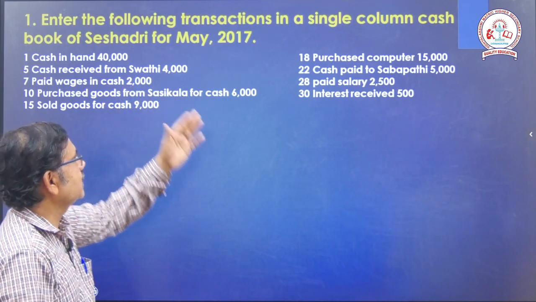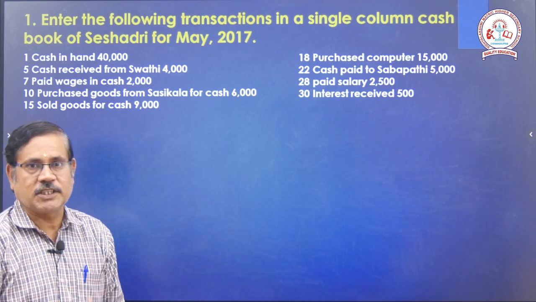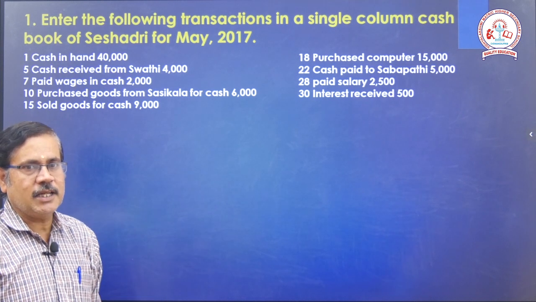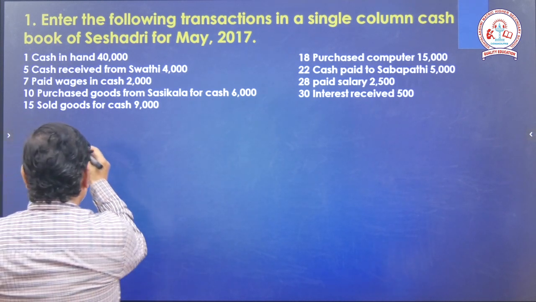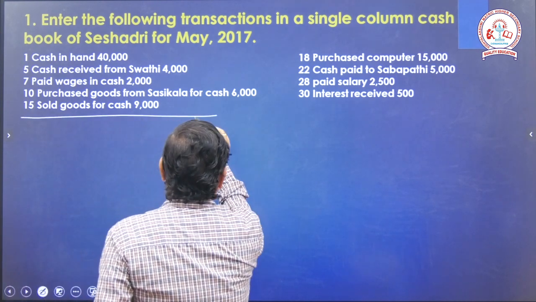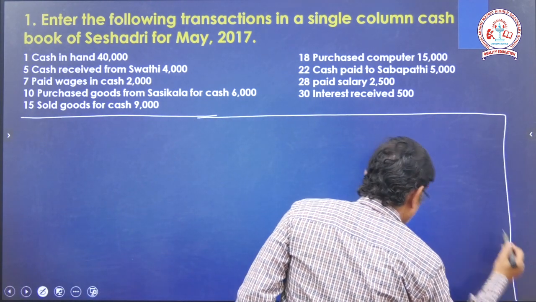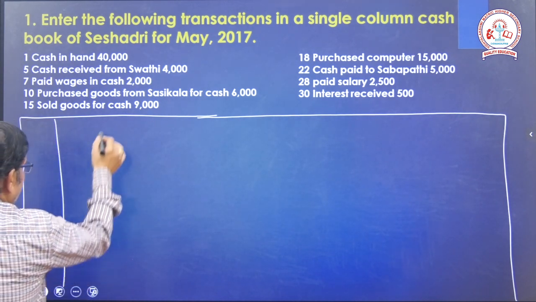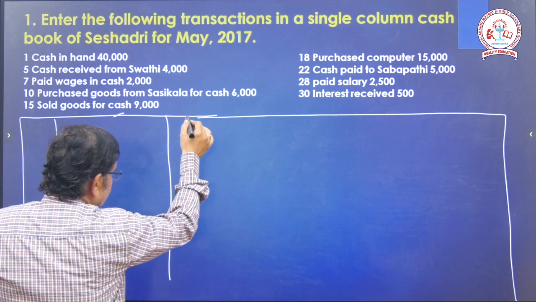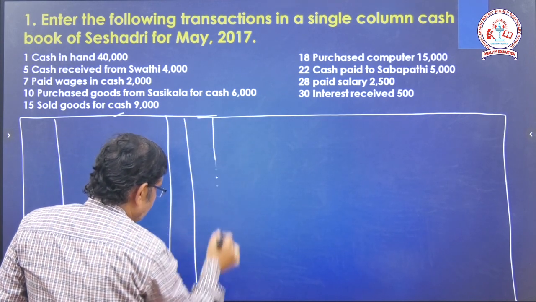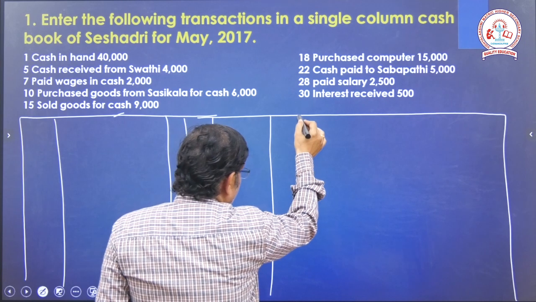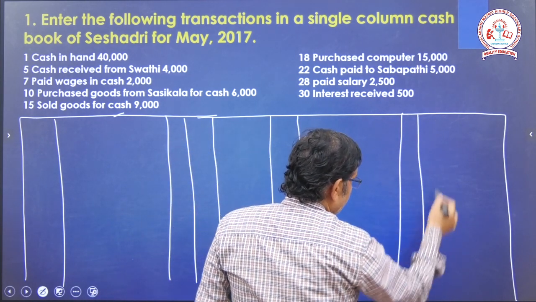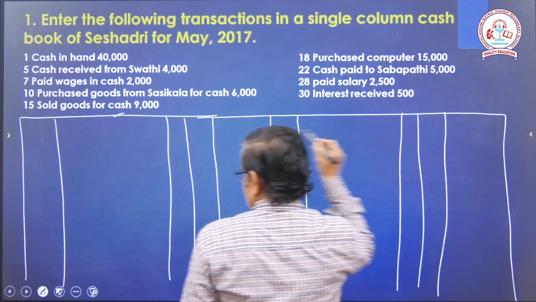Enter the following transactions in a single column cash book of Sheshadri for May 2017. Based on the transactions, I will show how to enter them in the books of a single column cash book. Date, particulars, receipt number, LF, amount, date, particulars, voucher number, LF, amount.